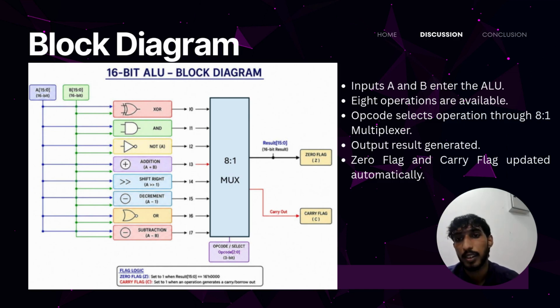For the block diagram, the inputs A and B enter the loop. The operations available are XOR, AND, NOT, addition, shift right, decrement, OR, and subtraction. We assign operation codes for the 8 operations, where the multiplexer will select the operation that will be generated. The output results are generated, and the zero flag and carry flag are updated automatically.